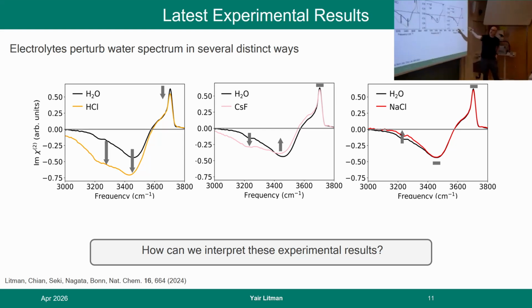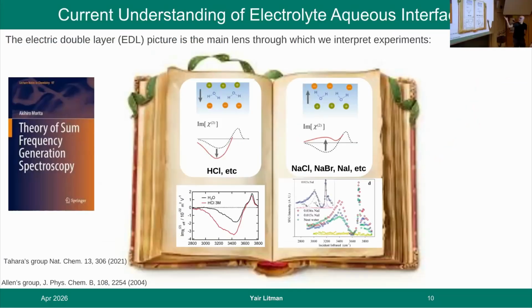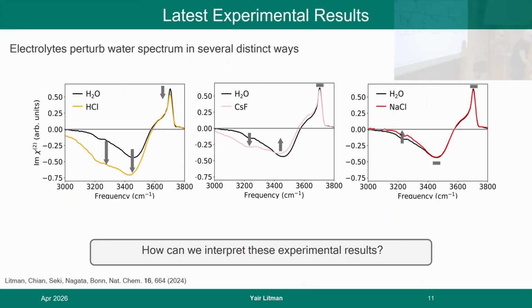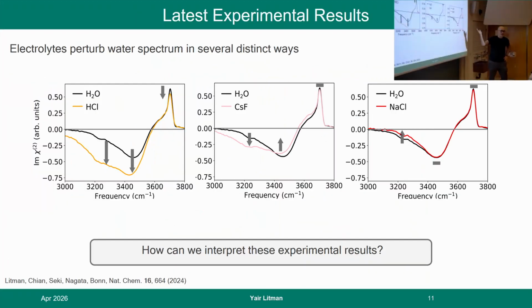But if we go to cesium fluoride, you see that the behavior is a little bit different. You have a little bit of positive change and negative change, something that cannot be explained by the overall theory at the time, which is basically either a negative or a positive. And then if you look at sodium chloride, which is arguably the simplest electrolyte, you see a small change in the 3200 and no change there. So we basically found that even for the simplest electrolytes, the textbook knowledge was not enough.